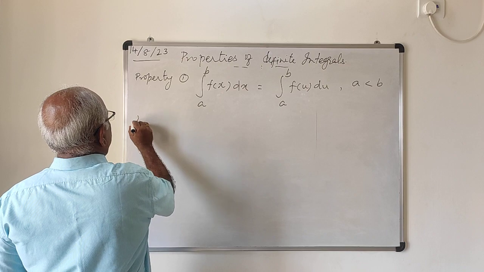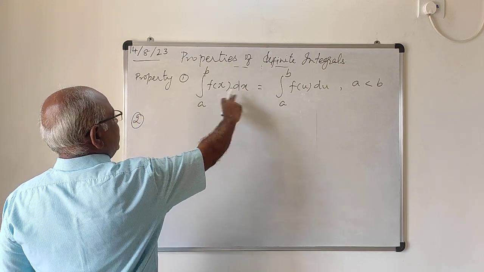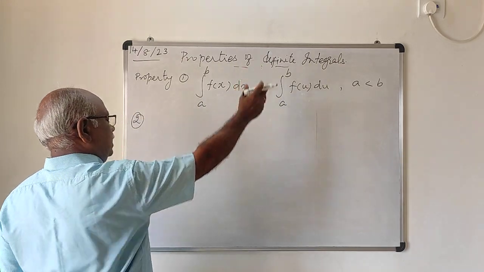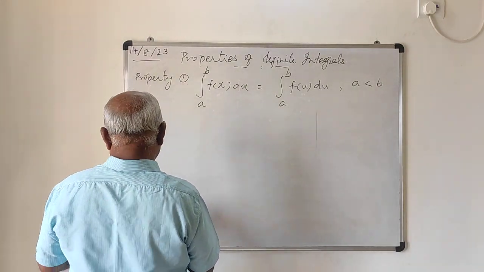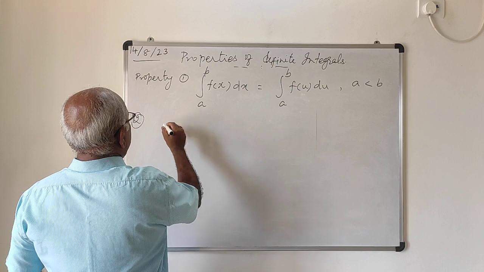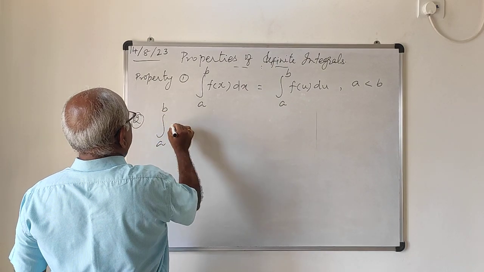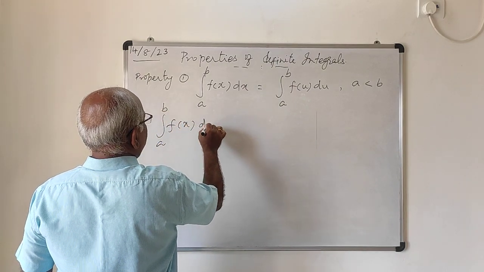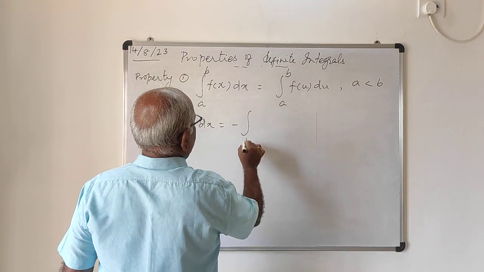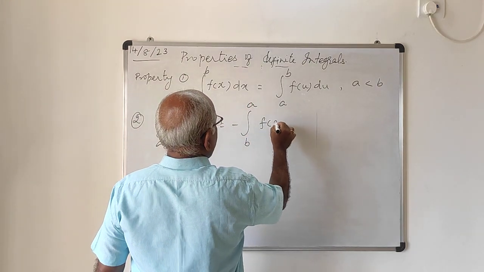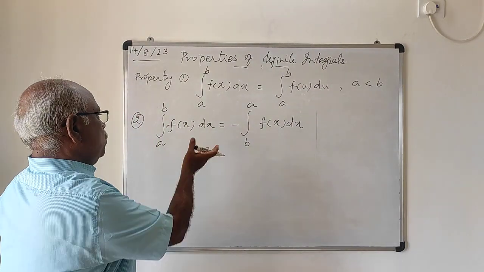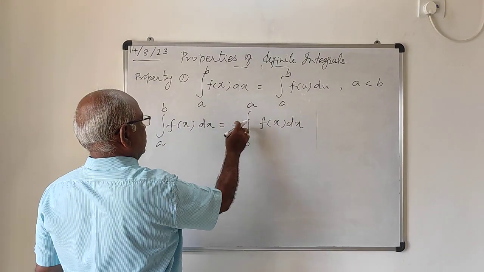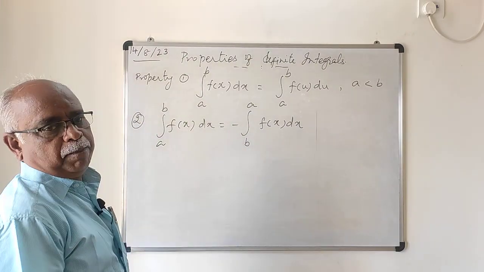That is the first property. So by changing the variables, the definite integral will not be affected. Second one: integral a to b f of x dx is equal to minus integral b to a f of x dx. So in this property, if you interchange the limits, the sign of the integral is changed.